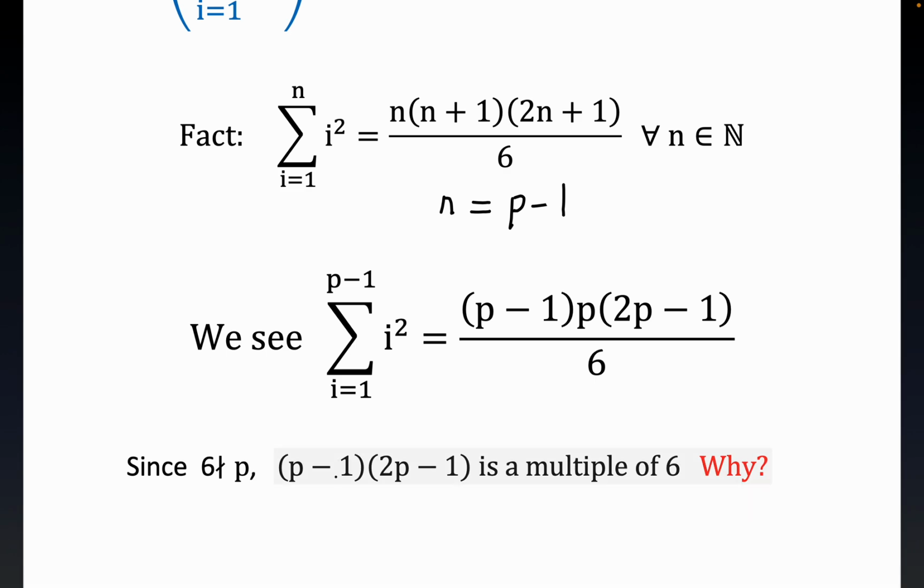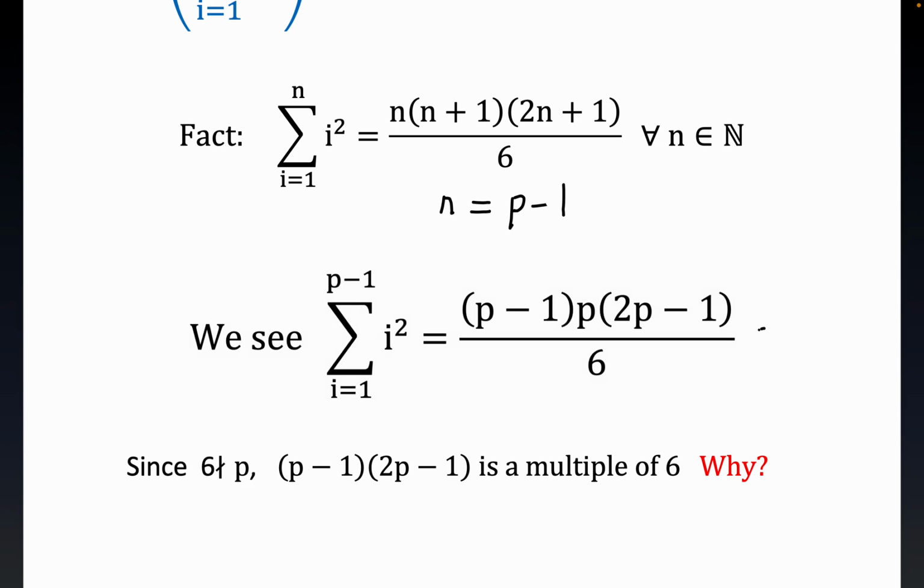Now, this is really fairly straightforward. Just by definition, since p is prime, 6 can't divide it. Otherwise, p wouldn't be prime, right? A prime number has only 1 and itself as divisors. 6 is certainly not prime. So it's clear that 6 cannot divide the prime number. So that forces p minus 1 times 2p minus 1 to be a multiple of 6. Because remember, the sum of the squares is equal to an integer.